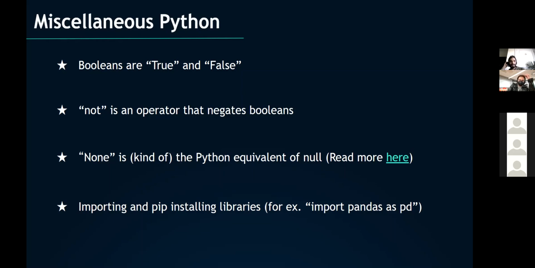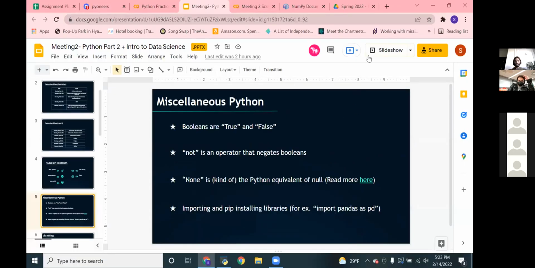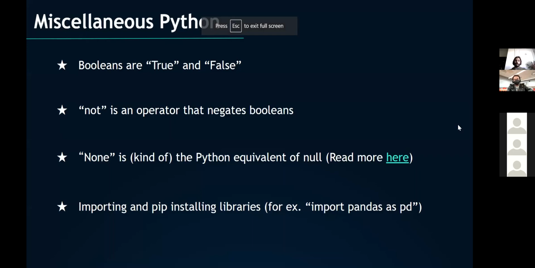So yeah. That aside, importing and pip installing libraries, this is actually pretty important for our purposes. Not so much pip installing because of how wonderful Colab is, but importing a lot. So essentially, quick run through of what libraries are again, in case you're unfamiliar. Libraries essentially allow us to abstract away complicated functions so that we don't have to implement them from scratch.